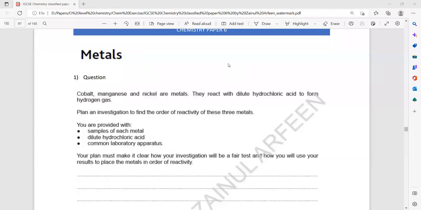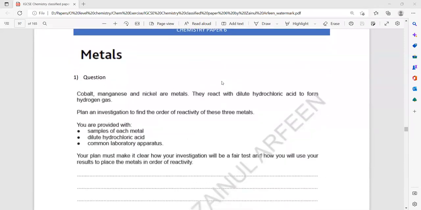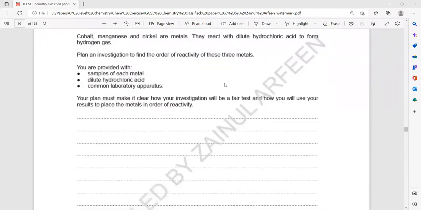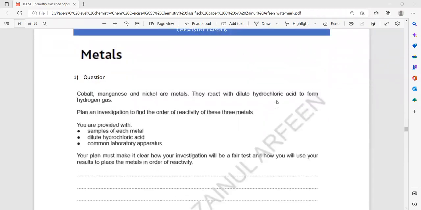The classified paper 6 for IGCSE chemistry, topic metals. The question is about three different metals: cobalt, manganese, and nickel. They react with dilute hydrochloric acid to form hydrogen gas. We have to plan an investigation to find the order of reactivity of these metals.